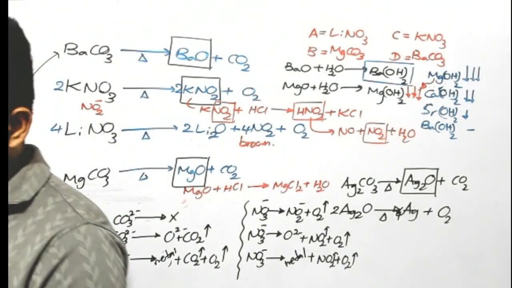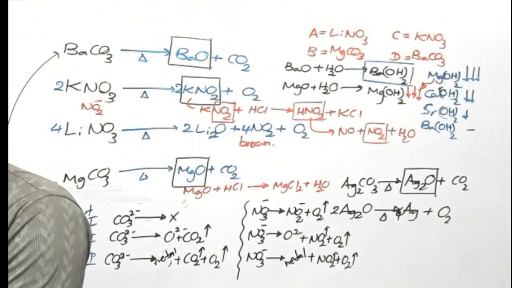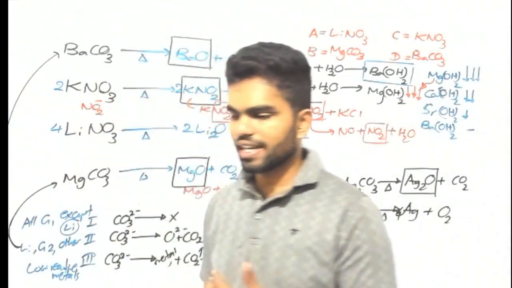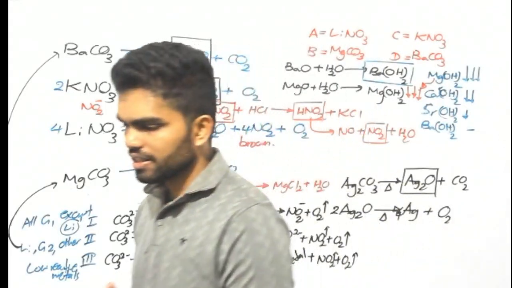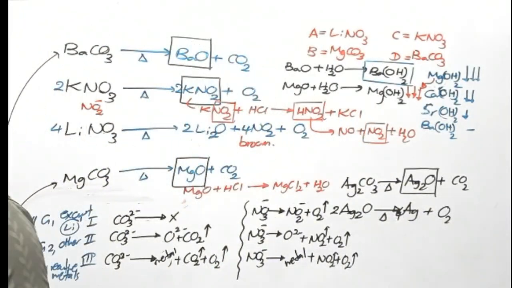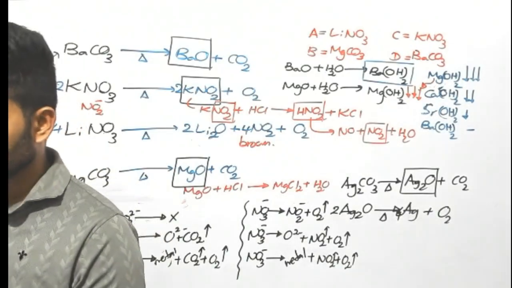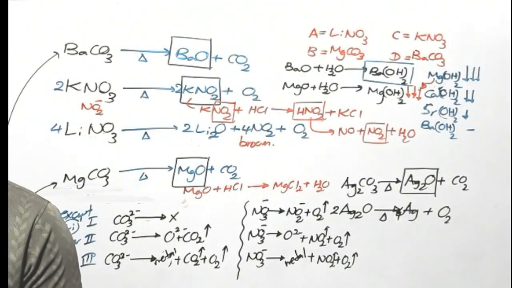Right, then what is the third question? Third, fourth, fifth and sixth questions are asking: write a balanced equation for the reaction of water with the product obtained when the compound D is heated.